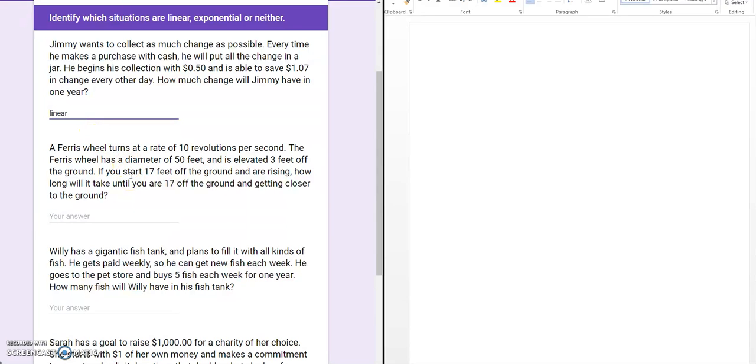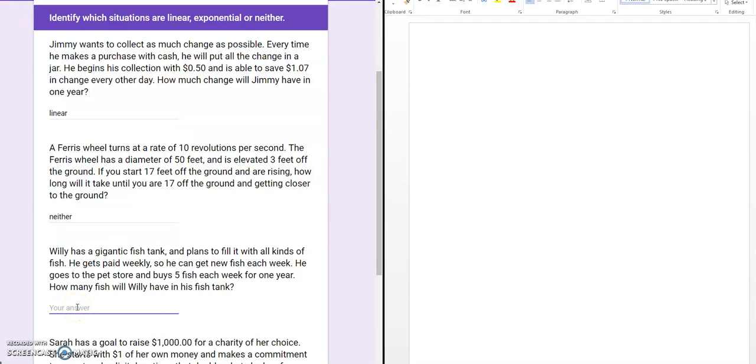A Ferris wheel turns at a rate of 10 revolutions per second. The wheel has a diameter of 50 feet. Guys, right now we're talking about diameter, something that's circular, that's turning. Well, that is neither linear nor exponential. If you remember back, it is sinusoidal or cyclical.